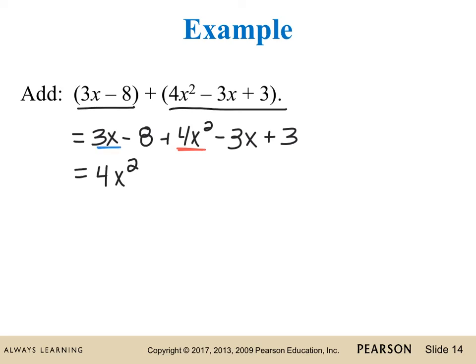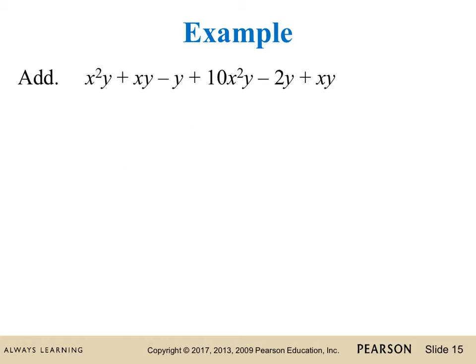And then next, the x terms, or the degree 1 terms, there's a 3x and a minus 3x, so that's 0x, so really those are gone. And then the last thing are the constant terms, negative 8 and positive 3. Negative 8 plus 3 is negative 5, so I have 4x squared, subtract 5. Generally, when we write polynomials, we want to write them in terms of descending degree, which is why I wrote the x squared term first.